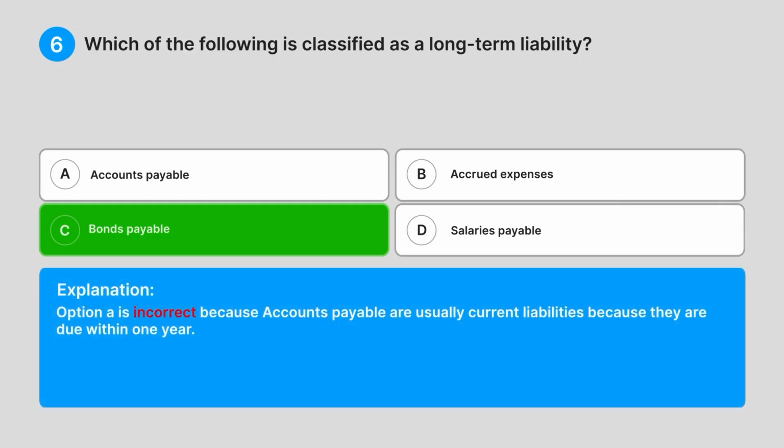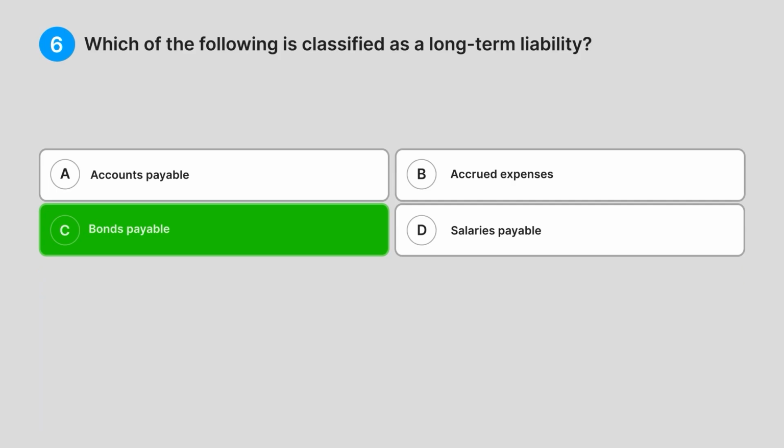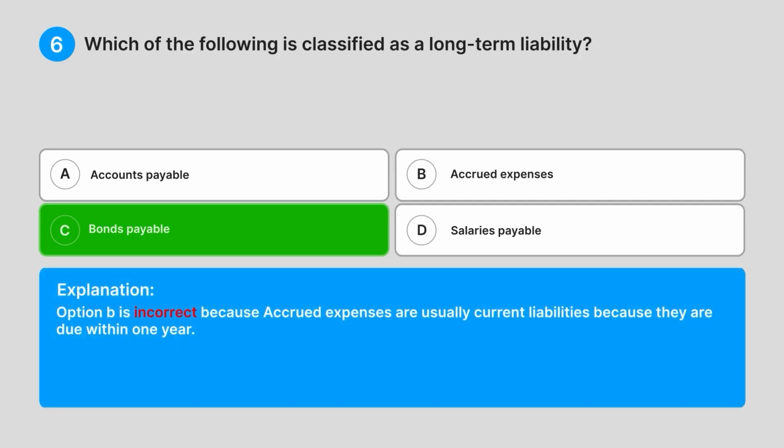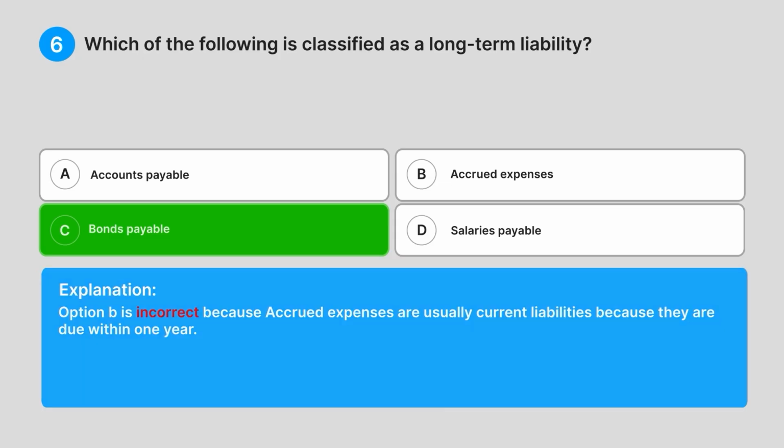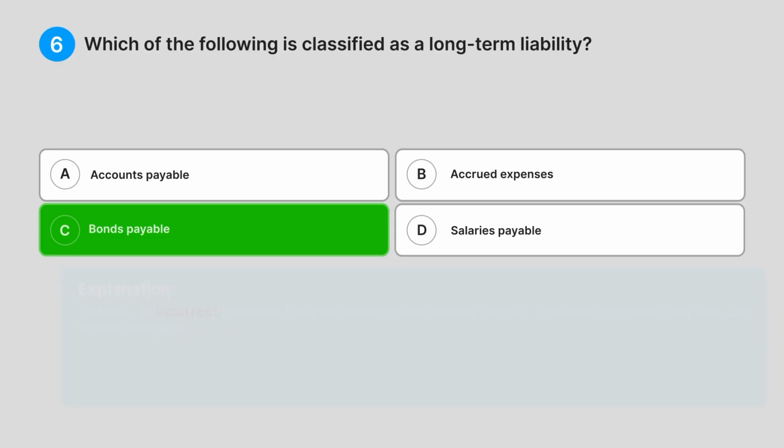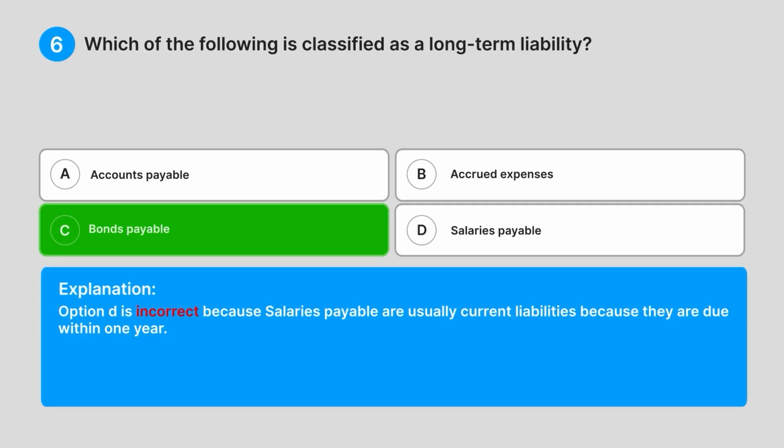Option A is incorrect because accounts payable are usually current liabilities because they are due within 1 year. Option B is incorrect because accrued expenses are usually current liabilities because they are due within 1 year. Option D is incorrect because salaries payable are usually current liabilities because they are due within 1 year.